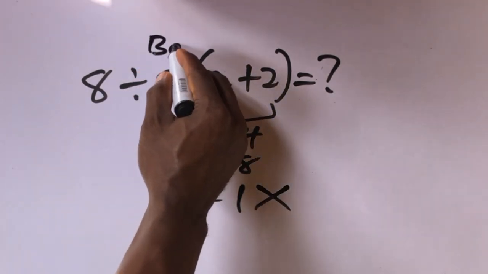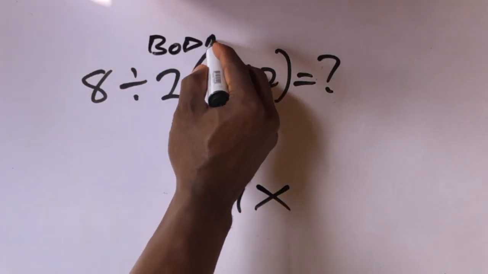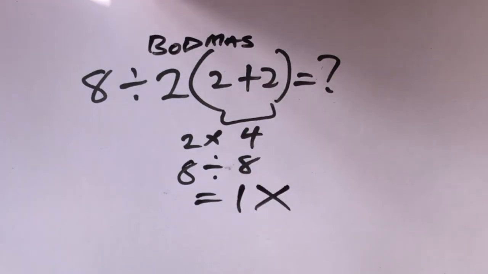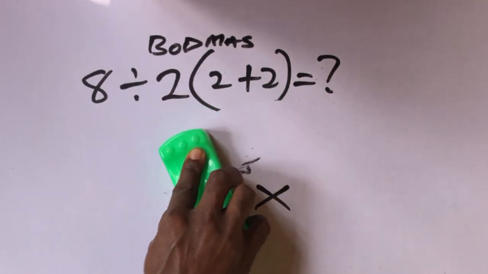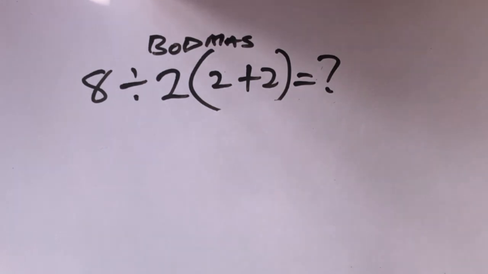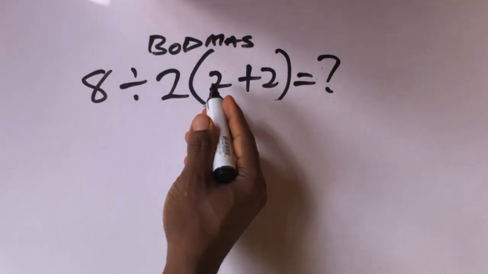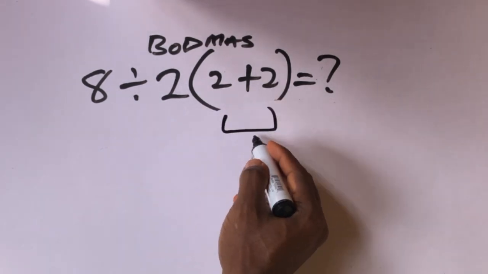According to order of operation, we have to first of all solve for the bracket, then followed by division, multiplication, addition, then subtraction. So if we follow this rule, this plus this will give us what?